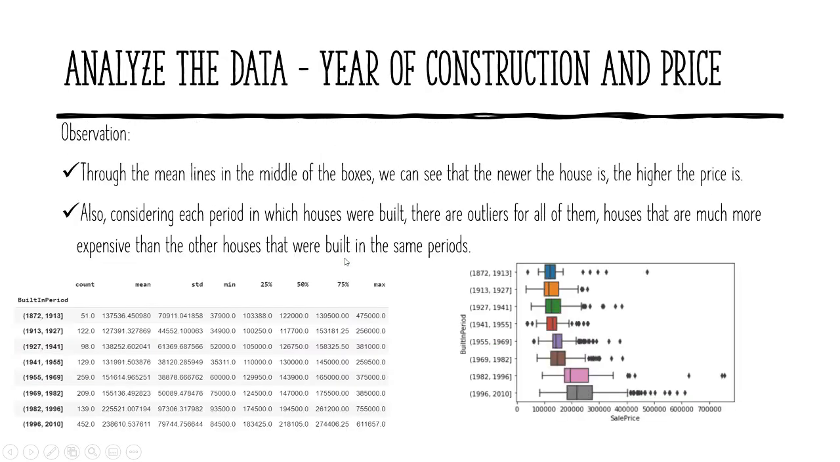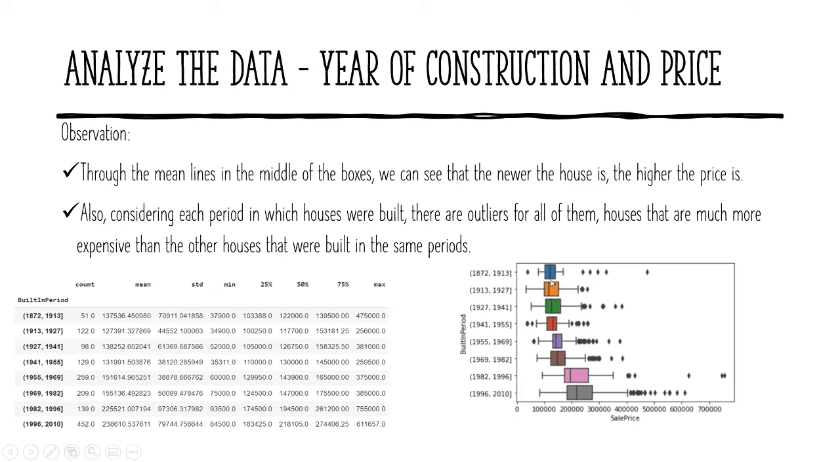So we group by the period the houses were built, and we apply the describe method to obtain the statistical description of the sale price for each group, in terms of the period the houses were built. And we also draw a box plot for this analysis. And there are two observations that we made.